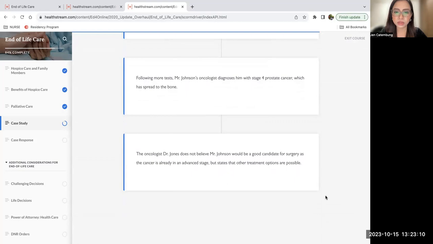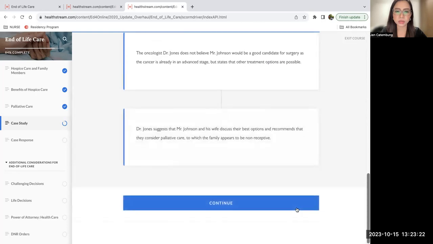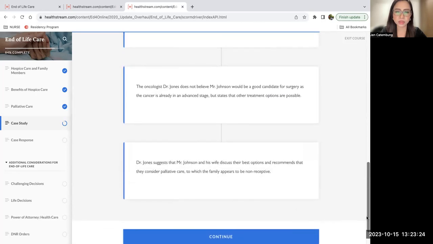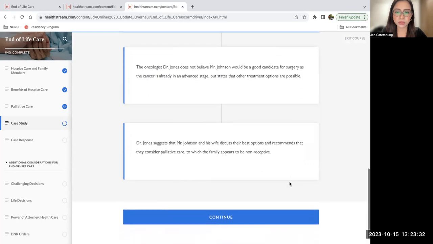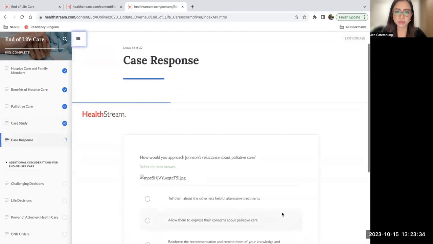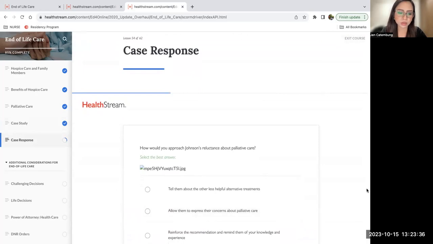The oncologist Dr. Jones does not believe Mr. Johnson would be a good candidate for surgery as the cancer is already in an advanced stage, but states that other treatment options are possible. Dr. Jones suggests that Mr. Johnson and his wife discuss their best options and recommends that they consider palliative care, to which the family appears to be non-receptive.